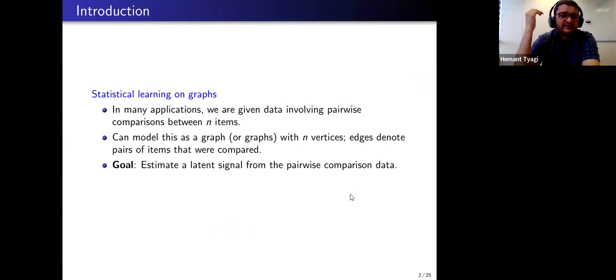When we're given this pairwise data, we can model it as a graph with n vertices, where the edges denote the pairs of items that are compared. And the nodes of the graph have a latent signal that we wish to estimate from this pairwise information. So the goal is to estimate this latent signal residing on the nodes from the pairwise comparison data. That's a typical abstract formulation of this problem.